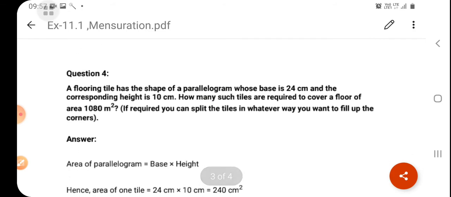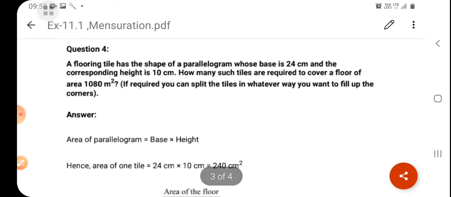A flooring tile has the shape of parallelogram whose base is 24 cm and corresponding height is 10 cm. How many such tiles are needed? We have to find the number of tiles to cover a floor of area 1080 meter square. Okay, so if required you can split the tiles in whatever way you want to fill up the corners.